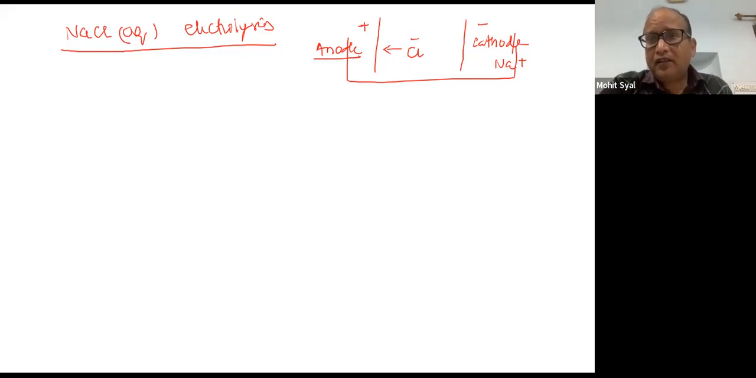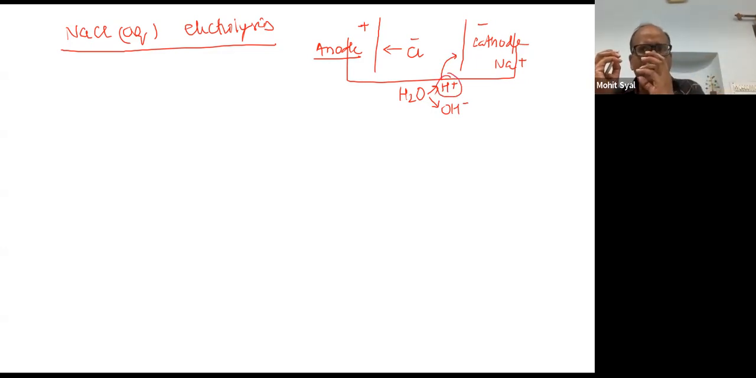Now who is going to react? We also have water, because this is an aqueous solution. Water we can think of as H+ and OH-. So who is going to take the electron from the cathode? H+. H+ will go to the negative electrode, the cathode, and accept an electron. It will get reduced, gain an electron, become a hydrogen atom, and release hydrogen gas.